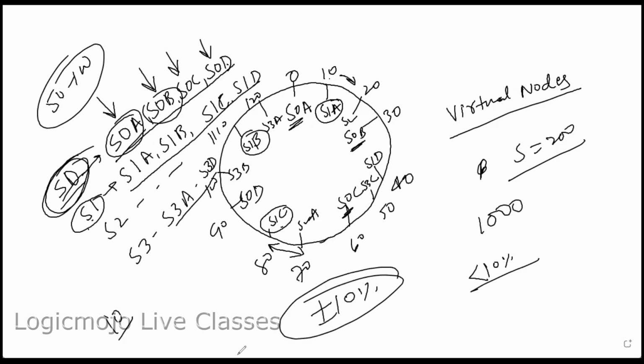This is a call you need to take based on your experiments and decisions. There is no formula as such, but do more research about it and you will come to know. Nobody will ask you to tell exactly how many virtual nodes there should be. You can give a rough number. There's no problem with that.